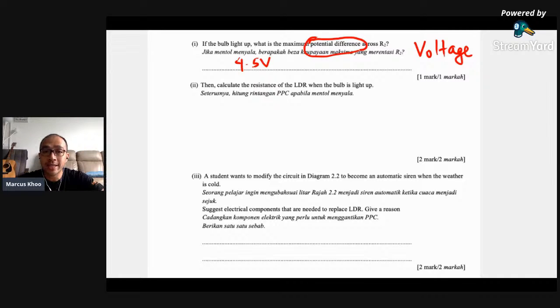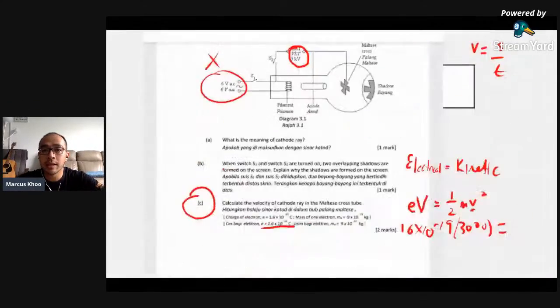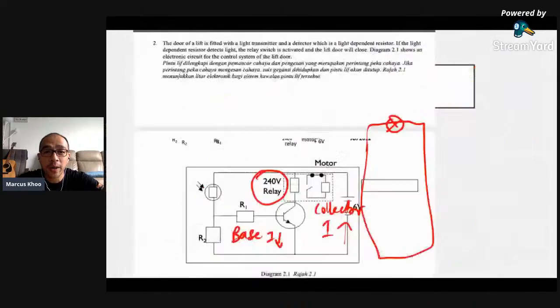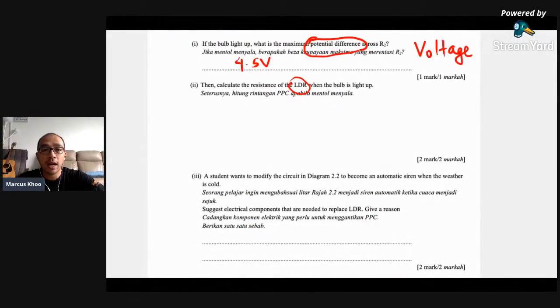Now calculate the resistance of the LDR when the bulb lights up. Now this one, we have to go back to this formula that we learned in the... Sorry, where's the question? Oh, I must have deleted the question. Potential divider. Potential divider is R equals to V1. Oh, sorry. My bad. Not R.